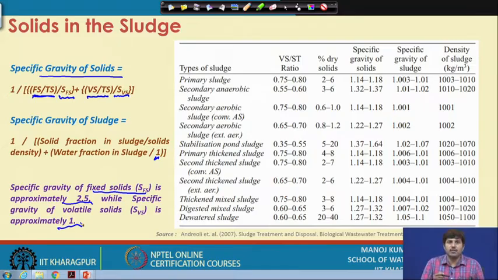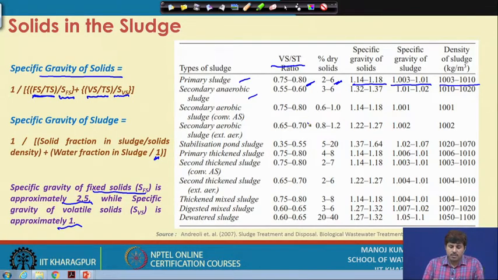As we were seeing, when the sludge has larger constituents, larger components, the specific gravity was particularly in that range. Again, depending on the type of sludge, whether it is primary sludge, secondary sludge, or something else, we get the volatile solids to total solids ratio. For primary sludge it is higher, the percentage of dry solids remains from 2 to 6%, and specific gravity is from 1.14 to 1.18. The specific gravity of the sludge is very close to that of water, and that way the density can be estimated from the specific gravity.